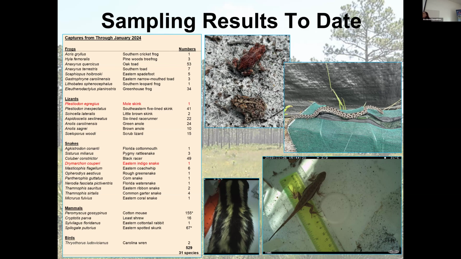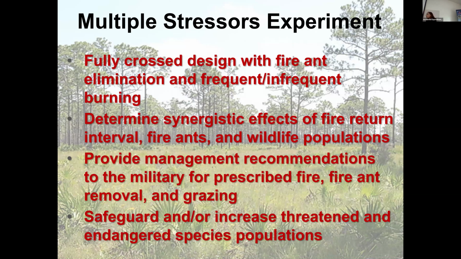Not a lot more to report at this point, but in the future, we're going to be able to start the experiment where we have a fully crossed design where half of the 60 plots will have fire ants eliminated, and the other half will not. And then also half of the plots are frequent fire and then infrequent fire. And so the idea is to determine these synergistic effects of the fire ants and the fire return interval on wildlife populations.